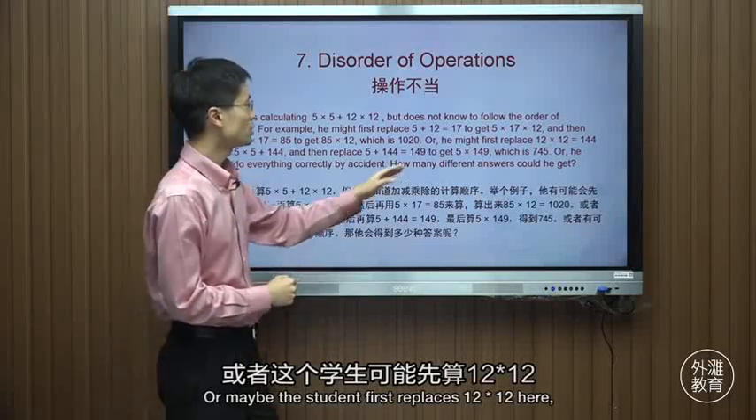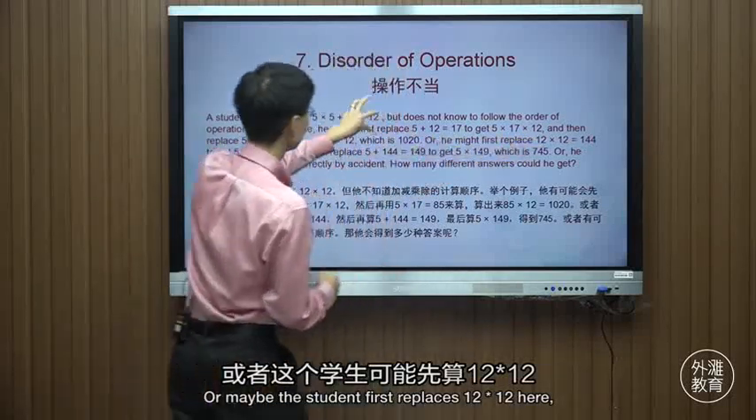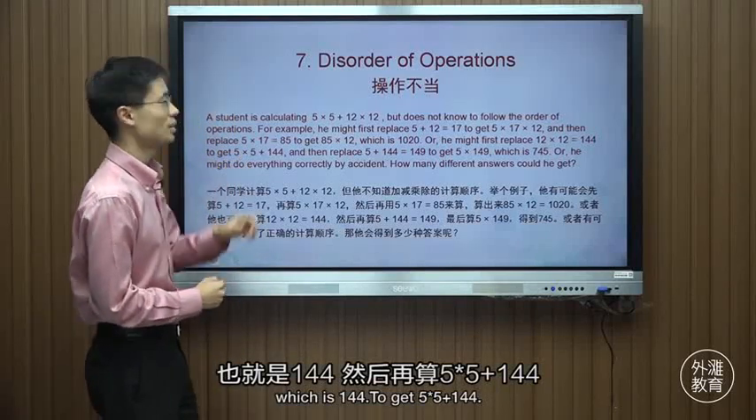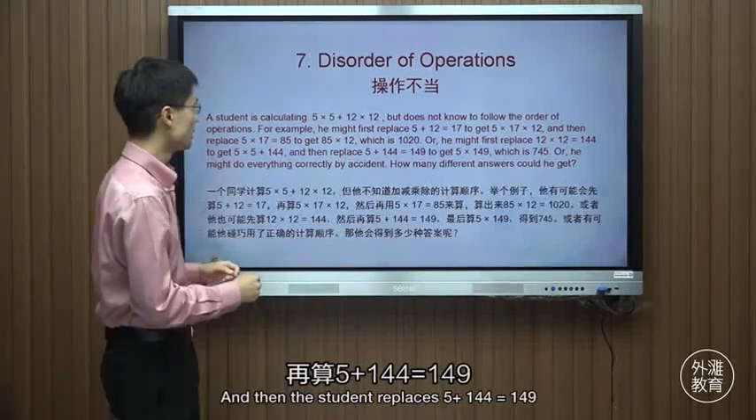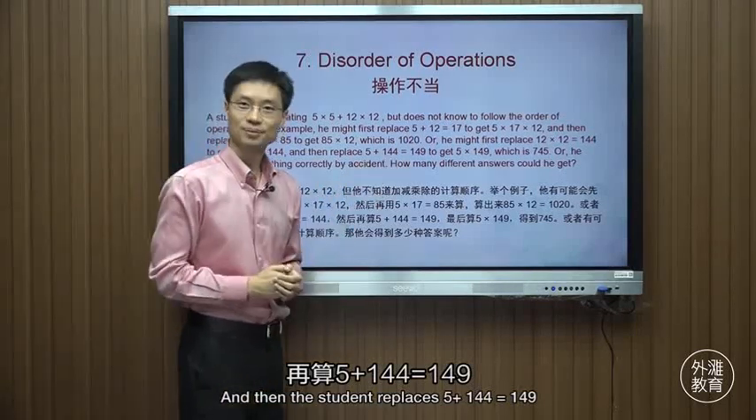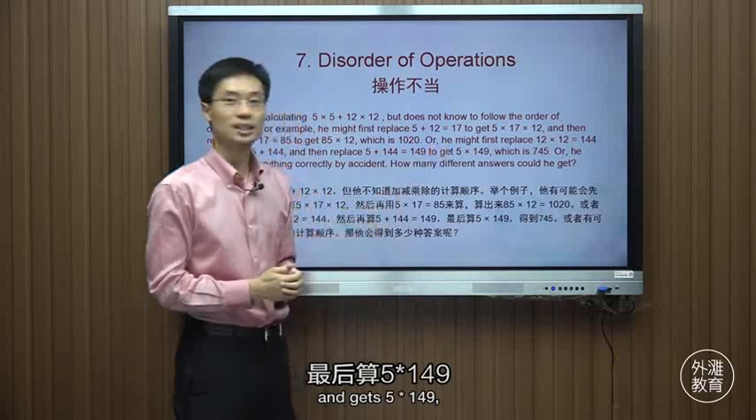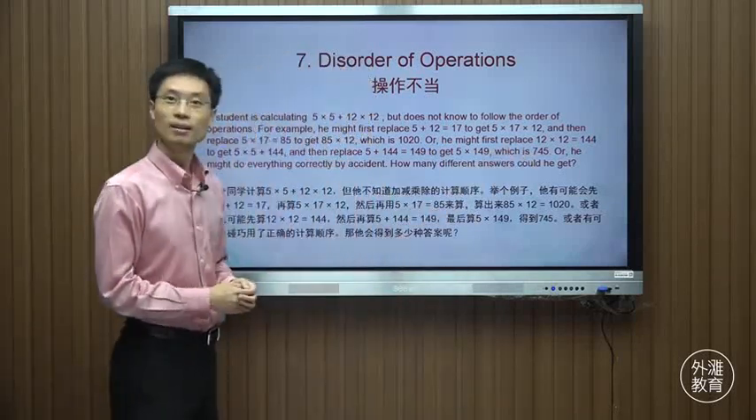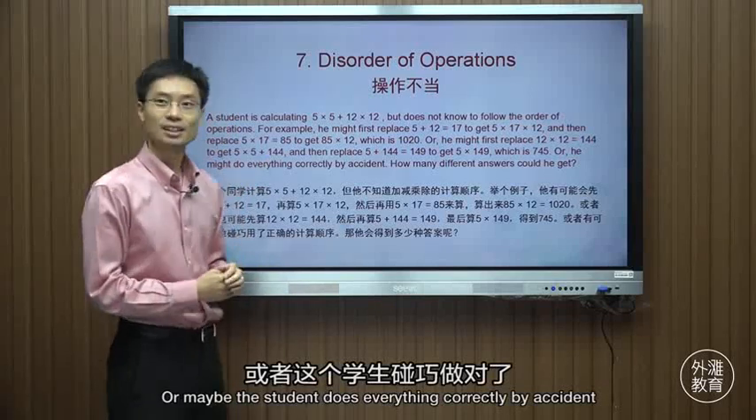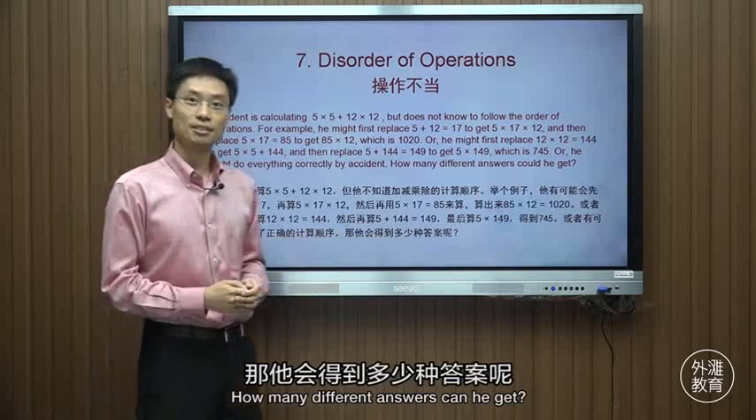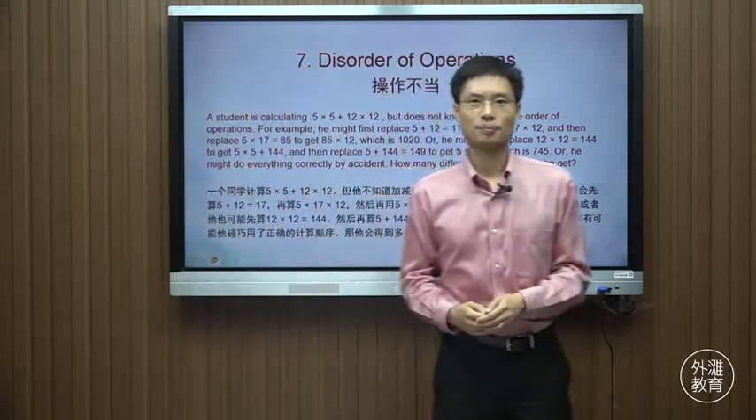Or maybe the student first replaces the 12 times 12 here with the 144 to get 5 times 5 plus 144. And then the student replaces the 5 plus 144 with 149 and gets 5 times 149, which the student calculates to 745. Or maybe the student does everything correctly by accident. That would be a nice accident. How many different answers can he get?